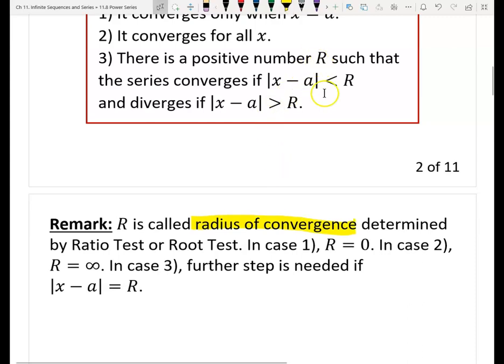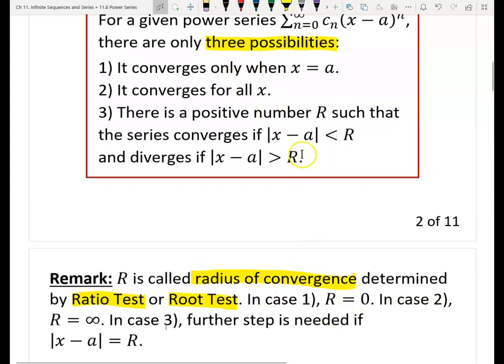This is the most important parameter. And how to determine this r? There are 2 methods that you can use, either the ratio test or the root test. We learned these 2 tests before, and we're going to show you in an example. And how about the first case?